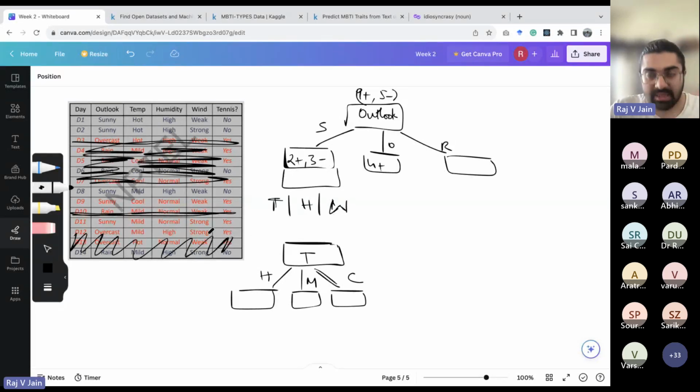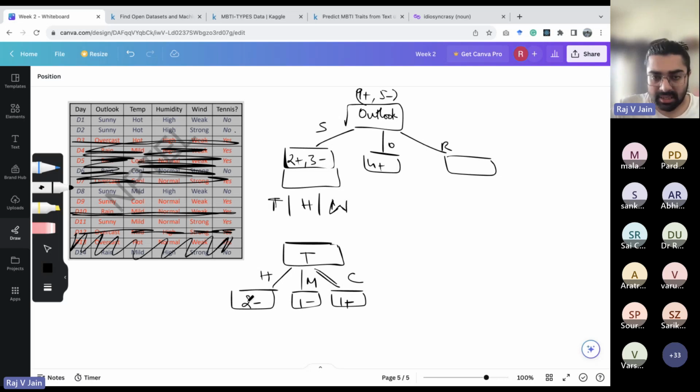Now among these sets, I have hot, I have mild, I have cool. So how many examples of tennis are equal to hot? So here I have 1, 2 no's, and oh, this is also gone. So only 2 no's, right? So 2 minus, that's all I have. Then for temperature equal to mild, again I have only 1 no, I think, yeah. And temperature equal to cool, I have only one yes, right?